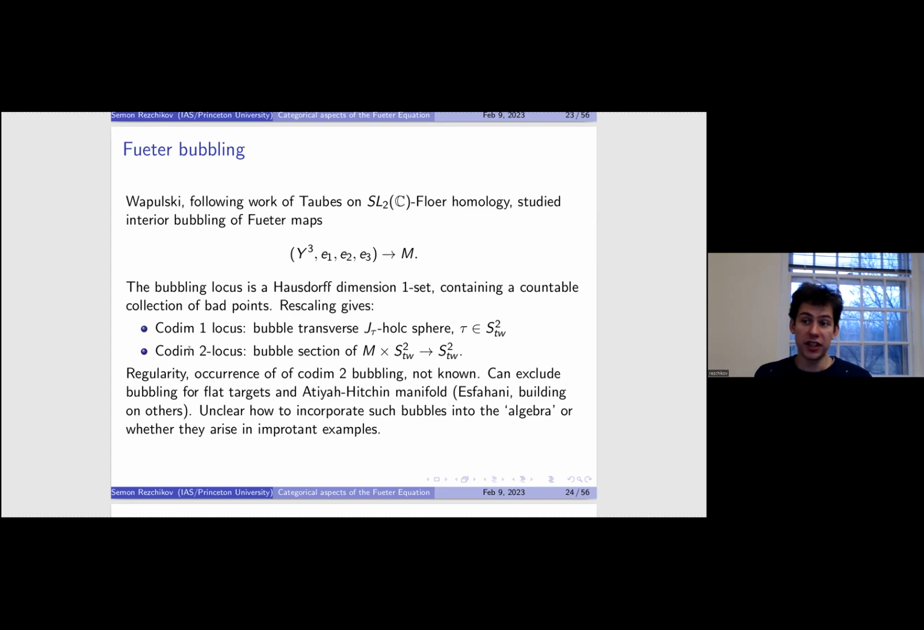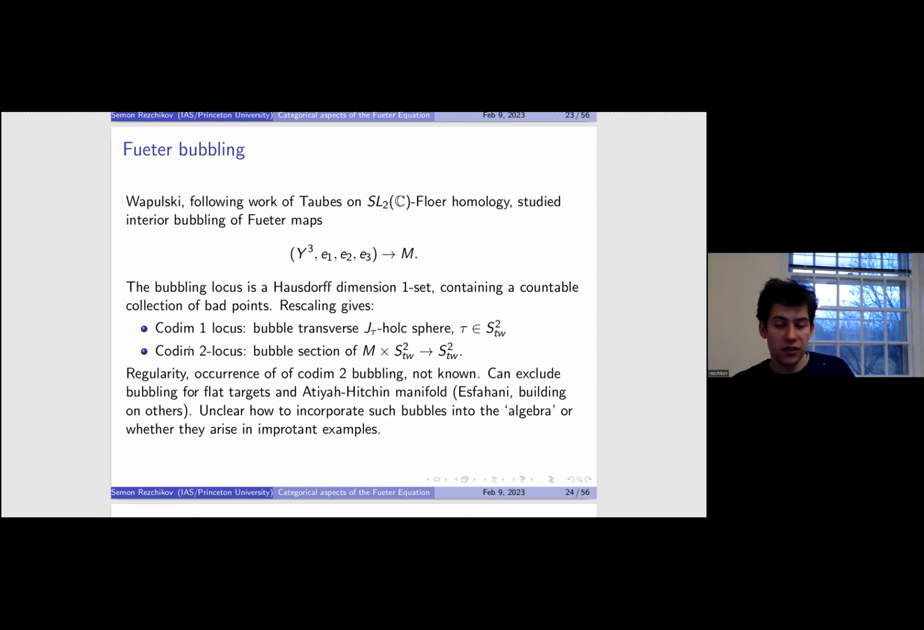And you can exclude bubbling a priori when the target is flat. That was used by Haydys and Solomon to study similar equations for hyperkähler manifolds. And then there's a recent announcement showing that you can exclude this sort of bubbling for the Atiyah-Hitchin manifold, which is an interesting hyperkähler manifold. And this really uses the fact that we know everything about this manifold, basically. It's not really clear whether these bubbles actually happen in important examples. It's not really clear how you would incorporate them into the algebra.